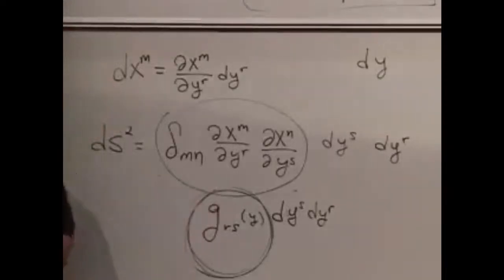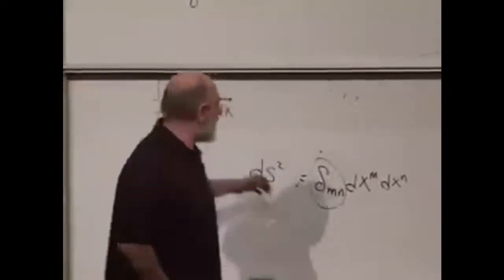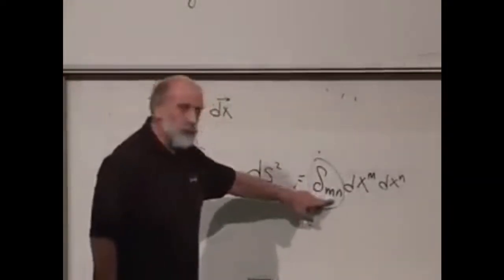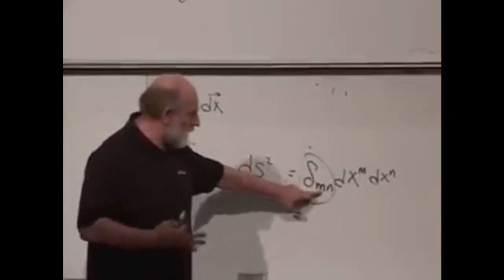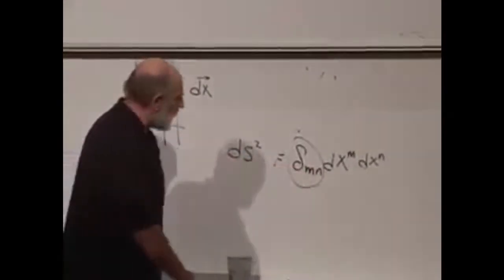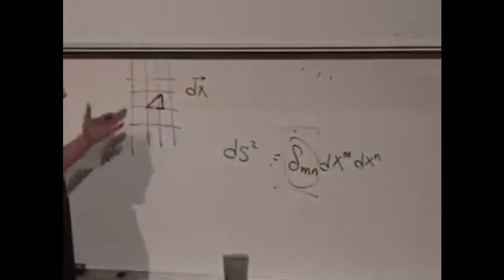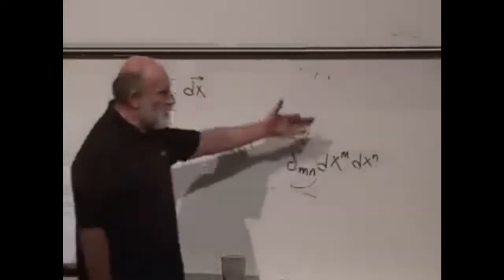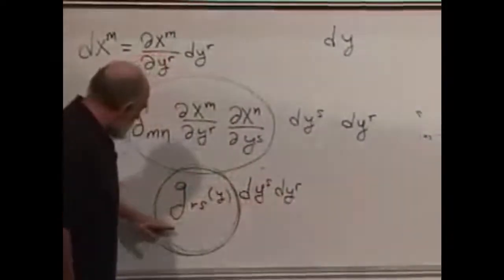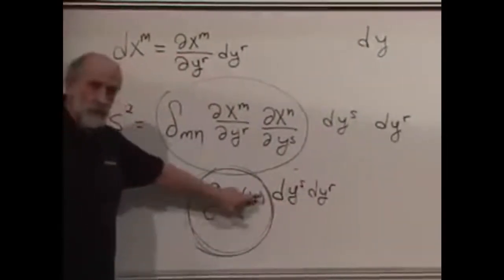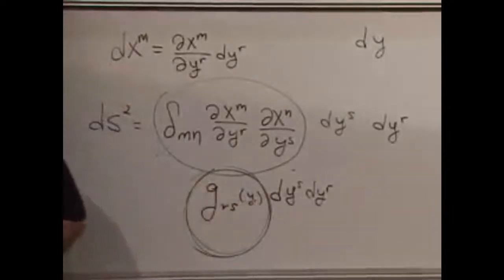I started in this case with something I knew very well. It's just Pythagoras' theorem in Cartesian coordinates. That led me to introduce the metric tensor in Cartesian coordinates. I just read it off from Pythagoras' theorem. And then I changed coordinates to another set of coordinates and found out that the only thing that happens is the delta mn is replaced by a g, which depends in general on position.